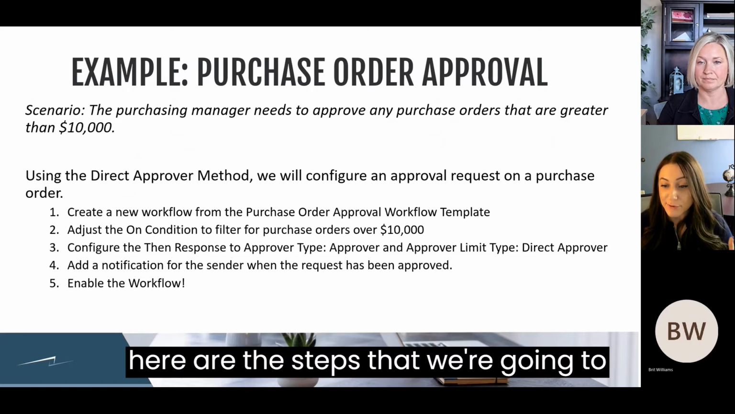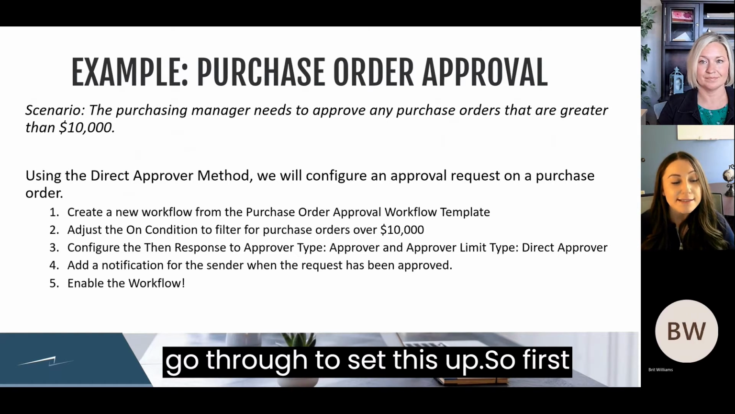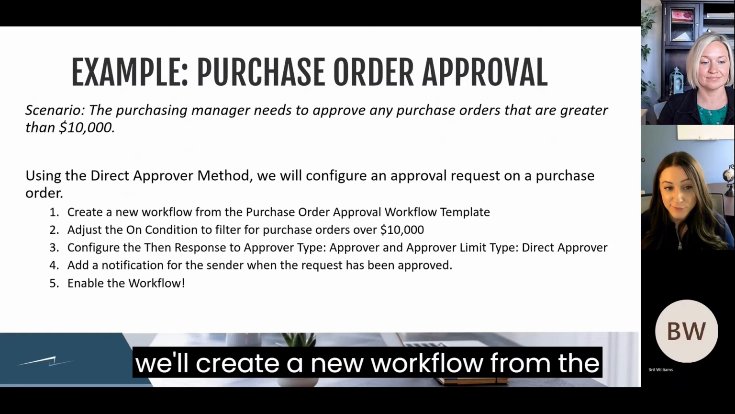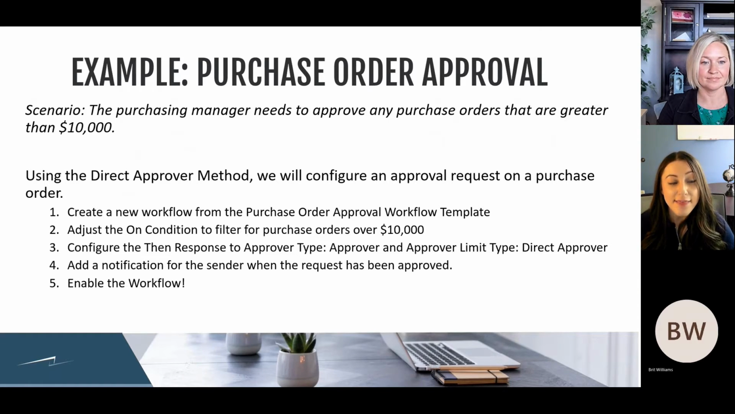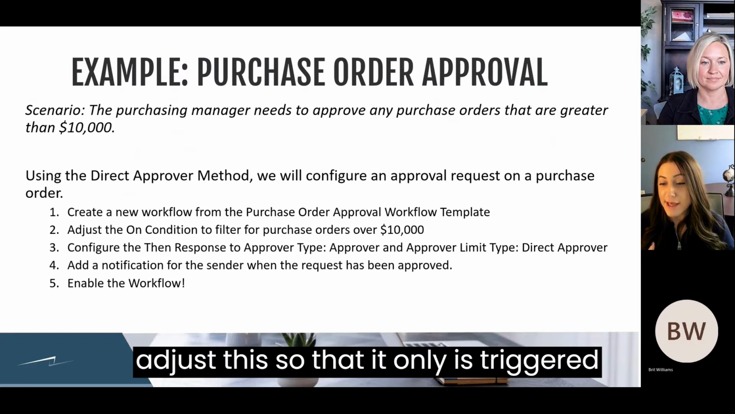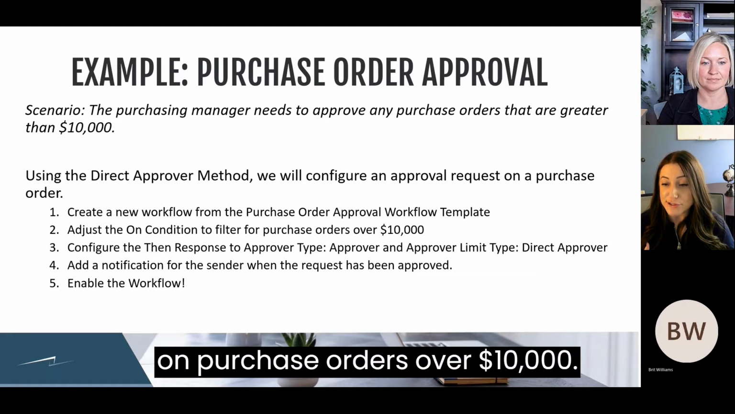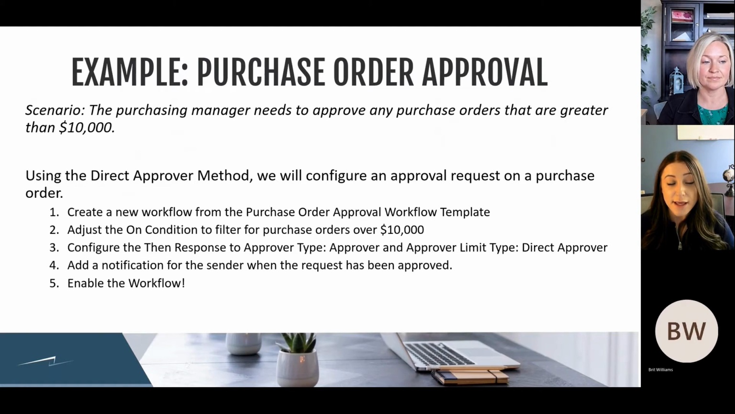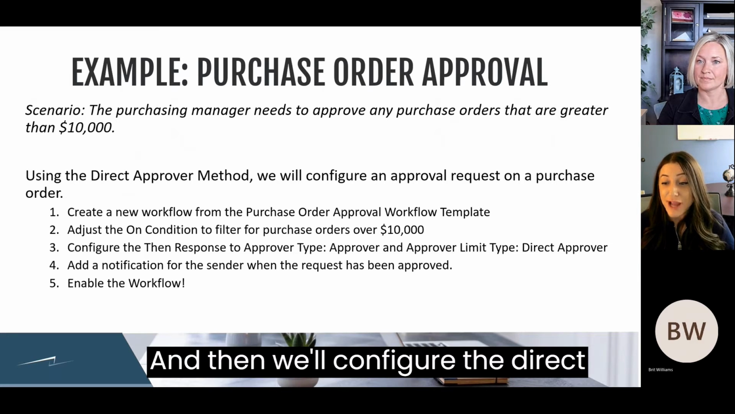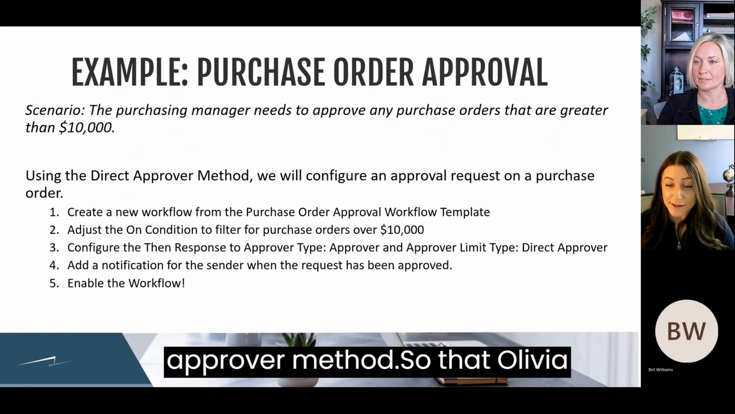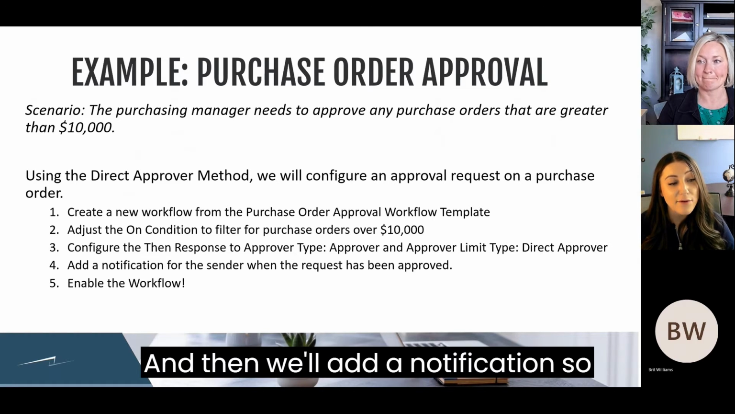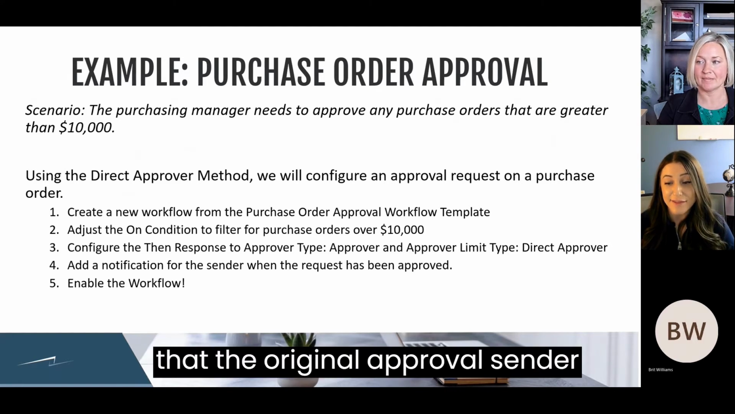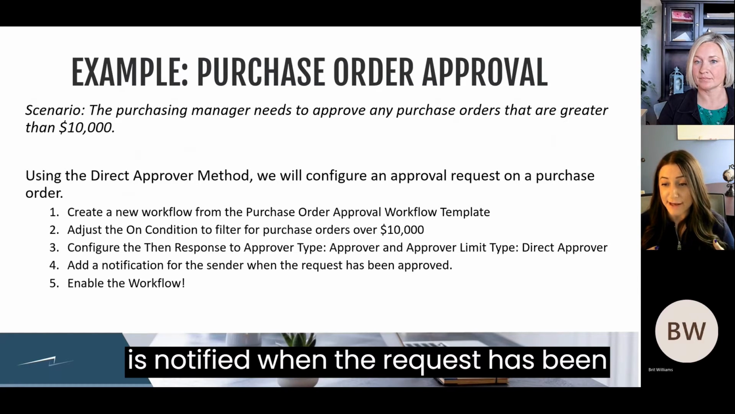But here are the steps that we're going to go through to set this up. First, we'll create a new workflow from the purchase order approval workflow template. Then we'll adjust this so that it only is triggered on purchase orders over $10,000. And then we'll configure the direct approver method so that Olivia receives my PO request. And then we'll add a notification so that the original approval sender is notified when the request has been approved.